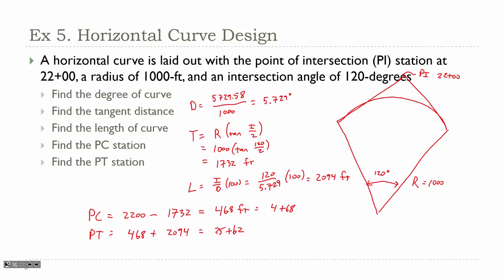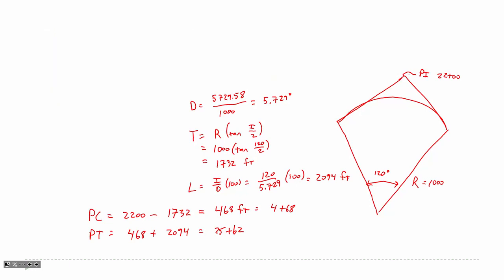So they could ask you the middle ordinate, the external distance. They could ask you pretty much any parameter on there. It's just going through and finding the correct equation to use. Should be pretty straightforward. Everybody get that? If not, go watch the video.